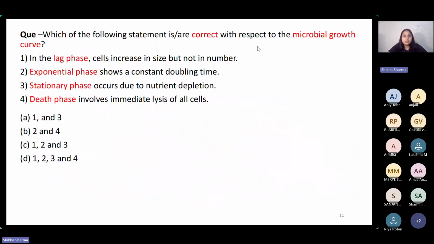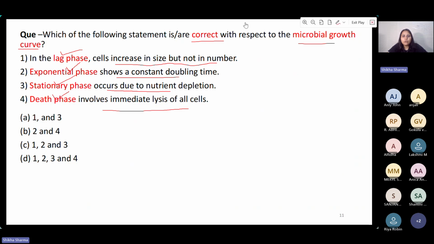Let's discuss this question. Which of the following statements is correct with respect to the microbial growth curve? So we have the lag phase, exponential phase, stationary phase, and the death phase in the microbial growth curve. So we need to tell which statements are correct regarding that. In the lag phase, cells increase in size but not in number. Exponential phase shows a constant doubling time. Stationary phase occurs due to nutrition depletion, and death phase involves immediate lysis of all cells.